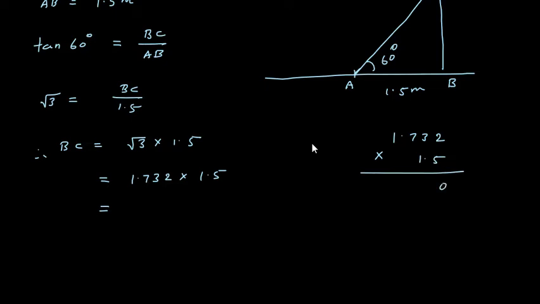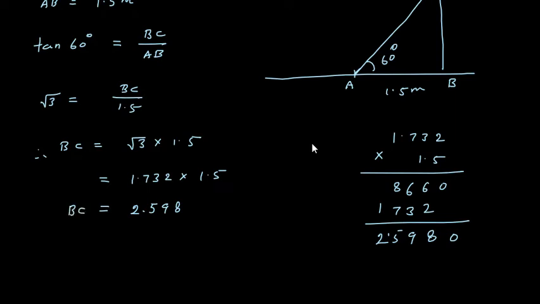So 5 2s are 10, 5 3s are 15, 1 16, 1 carry, 5 7s are 35 plus 1 36, 3 carry, 5 1s are 5 plus 3 8, then 1 2 is 2, 1 3 is 3, 1 7 is 7, 1 1 is 1. This is 0, this is 8, this is 9, this is 5, this is 2. Okay, 1 2 3 and 4, 1 2 3 and 4, 2 point. So here I get 2.598. This is the value of BC. BC is 2.598 meter.